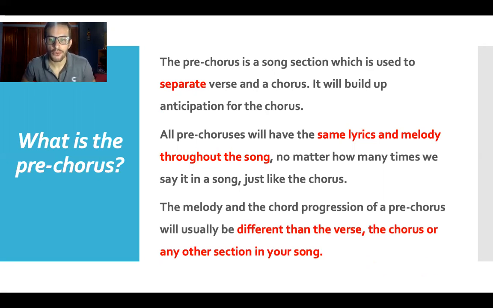The melody and the chord progression of a pre-chorus will usually be different than the verse, the chorus, or any other section in the song. Why? Because if it's the same as other sections, then you would not recognize it as a different section. If it's the same as the verse, then it would not be a pre-chorus. It will be another verse. And if it's the same as the chorus, then it will be the chorus.